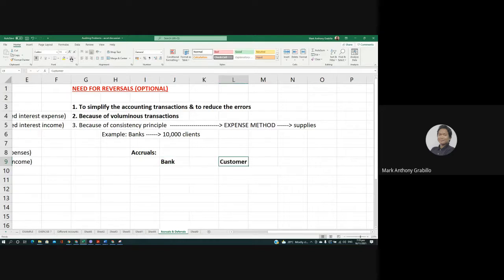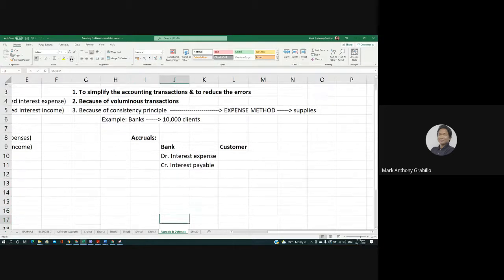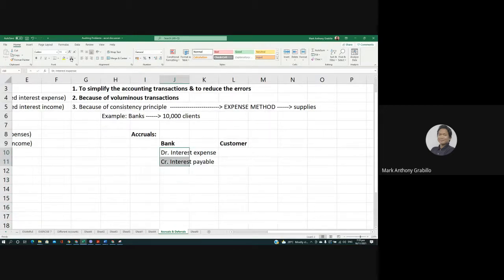So, you have the books ni bank. Tapos, syempre sa books ni customer. Si customer magre-record sa kanila. So, anong entry mo kapag ikaw yung accountant ng bank? Debit, interest expense, and then credit, interest payable. Ito yung entry mo bilang accountant ng bangko. And then sa entry naman ni customer, sa side niya, debit, interest receivable, and then credit, interest income. Siyempre, na-expect niya makaka-receive siya ng interest doon sa deposit niya.